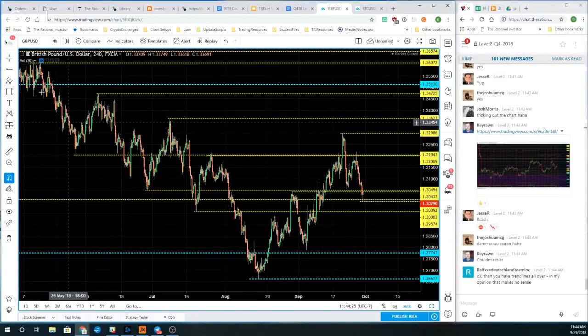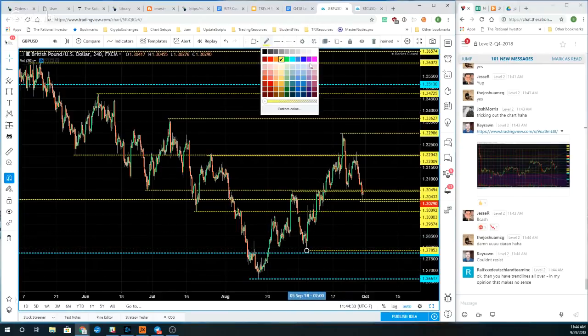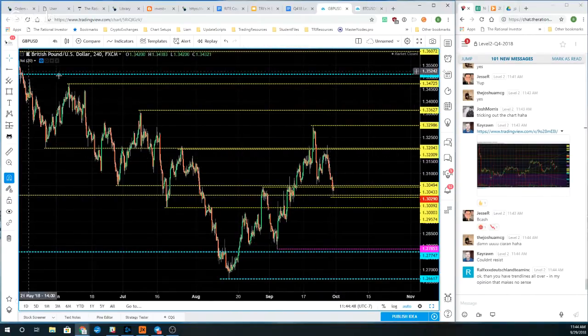For the 4 hours, I'm going to do the same thing. I'm going to take my horizontal ray, and you notice that the 4-hour levels jump out, but keep in mind, we're going down to the 4-hour chart, so we should probably change the color and maybe even change the thickness so that we can make reference and compare them. So let's go with purple for my 4 hours now.